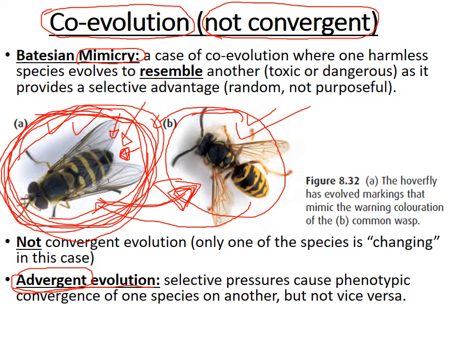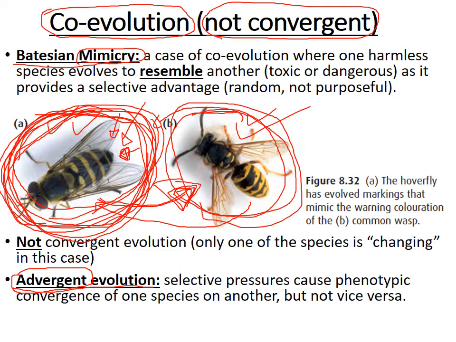This specific example is Batesian mimicry. It's the idea that a non-toxic or harmless organism will start to resemble a dangerous, poisonous, or toxic organism, and as a result of that, predators will be scared of it, and it will continue to look more and more like the dangerous organism.